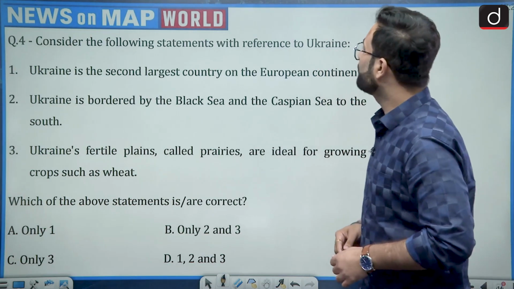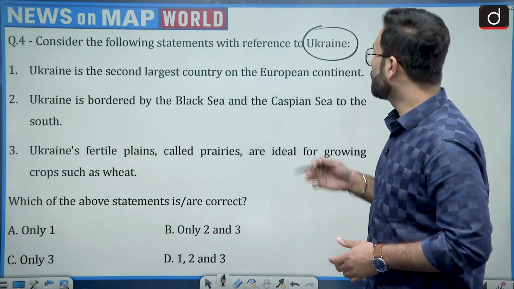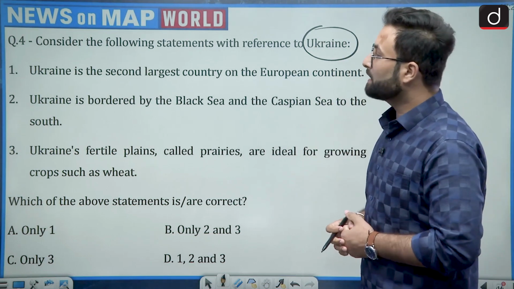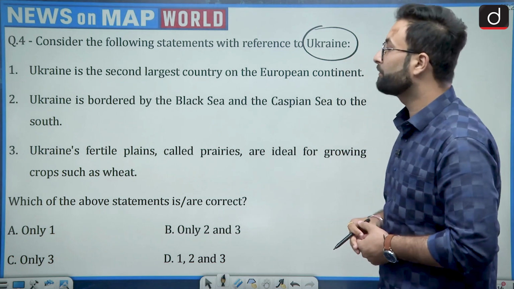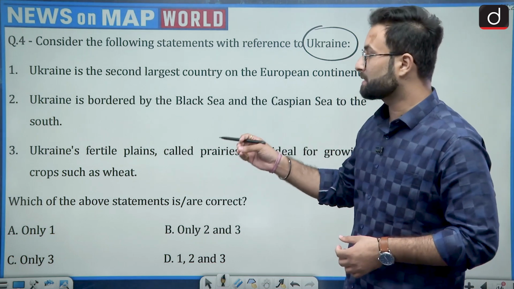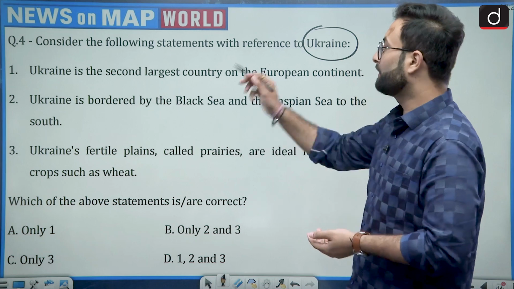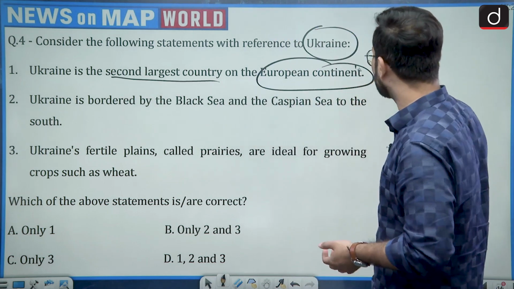Consider the following statements with reference to Ukraine. Ukraine is the second largest country in the European continent. Then, Ukraine is bordered by the Black Sea and the Caspian Sea to the south. Third, Ukraine's fertile plains called prairies are ideal for growing crops such as wheat. Now coming to the first statement: this is the second largest country in the European continent, so this is correct.